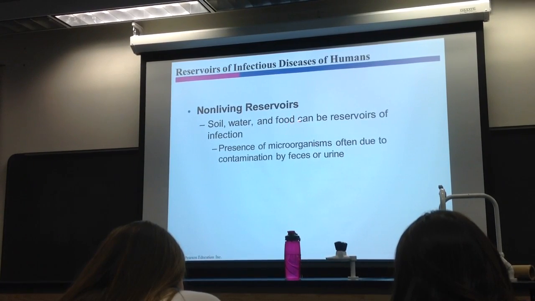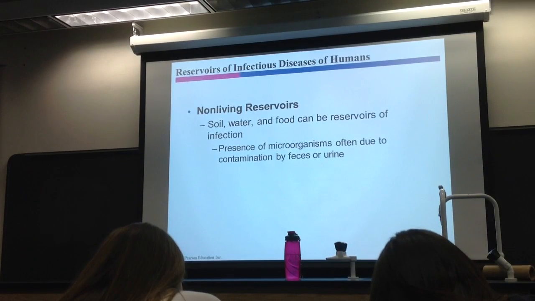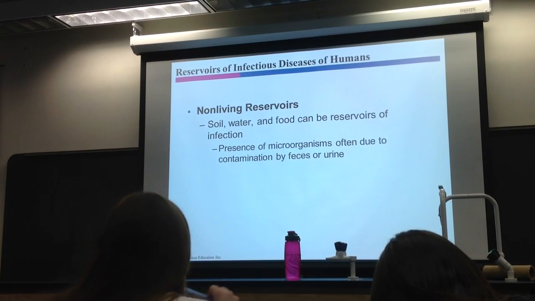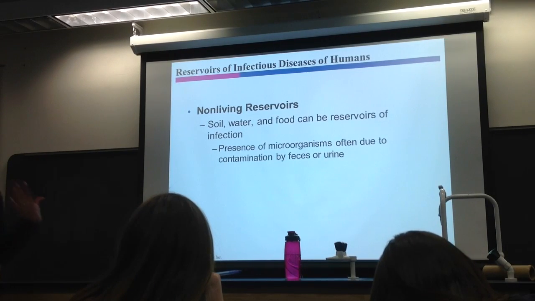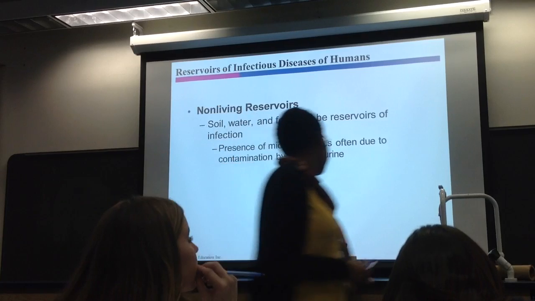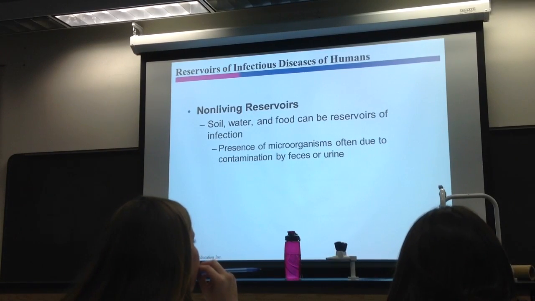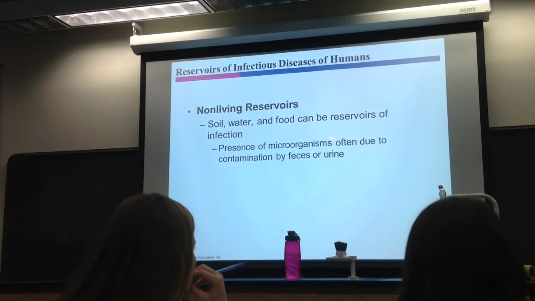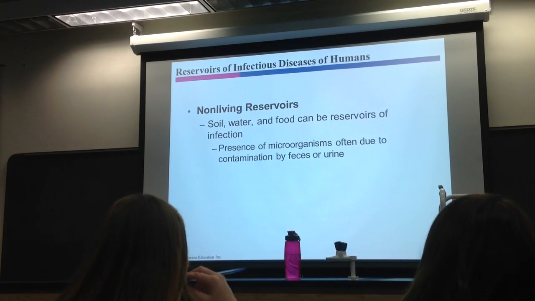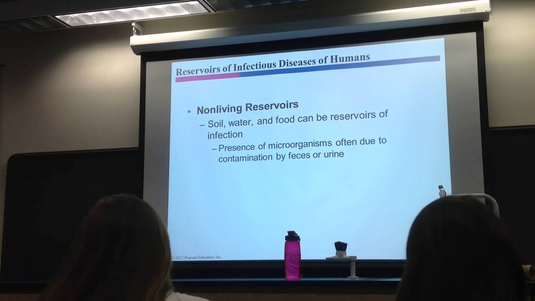Food, for example, undercooked food can serve as a reservoir. So lots of worm diseases have cysts in the muscle of pigs, for example. You eat undercooked pig, okay, you get worm infections, as simple as that. Now, the presence of these microorganisms in these non-living reservoirs is often due to contamination, either by feces or urine in the water. Okay.